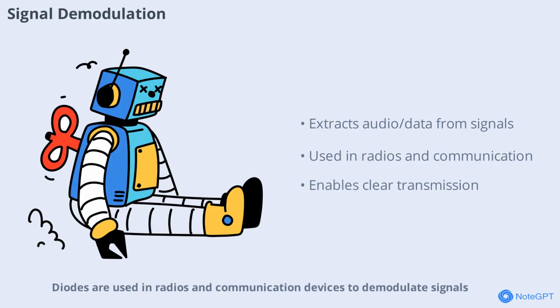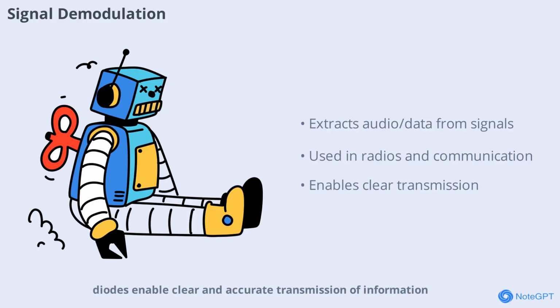Diodes are used in radios and communication devices to demodulate signals. This means they help extract audio or data from high-frequency carrier waves. By allowing only certain parts of the signal to pass, diodes enable clear and accurate transmission of information, making them vital in the world of communication technology.